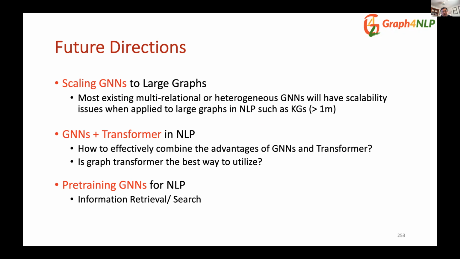However, we still want to see progress quickly. For example, for multi-relational or heterogeneous graph neural networks, how can we scale to large graphs, for example of 1 million size? For GNN and Transformer, I think you have heard a lot about them, and you heard a lot about pre-training. These two learning paradigms are both very important to the NLP community, so how can we effectively combine the advantages of both worlds is also an important thing to consider.